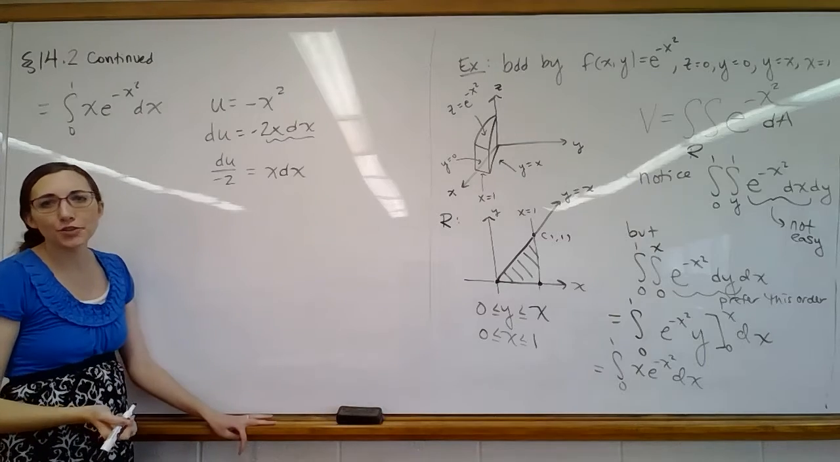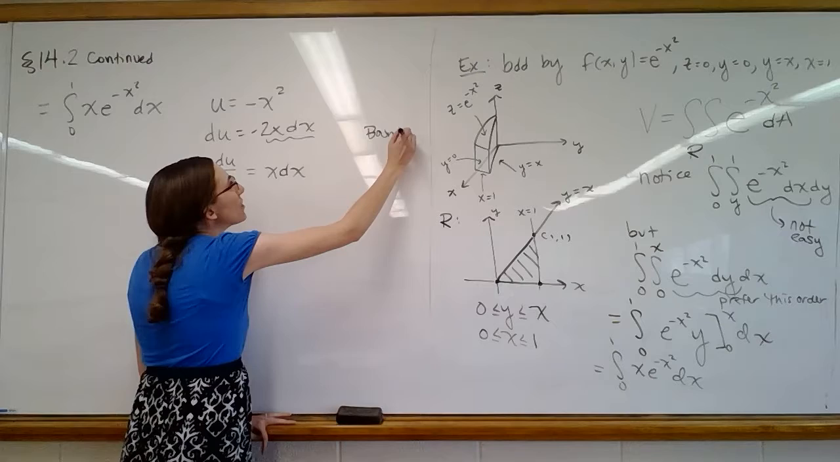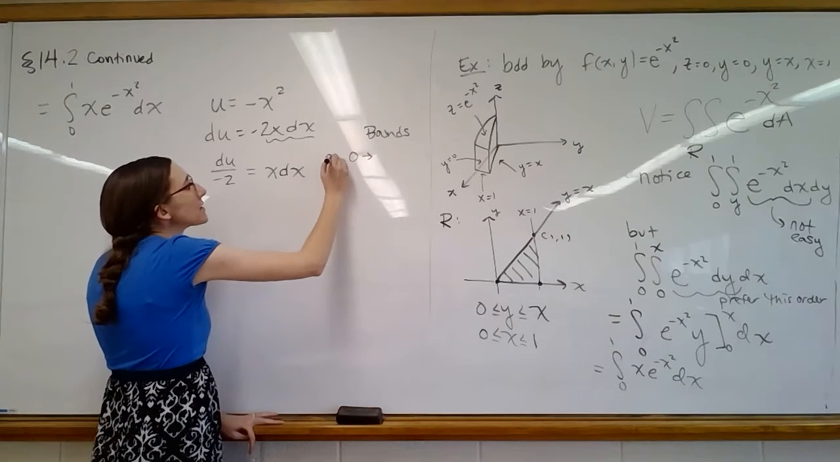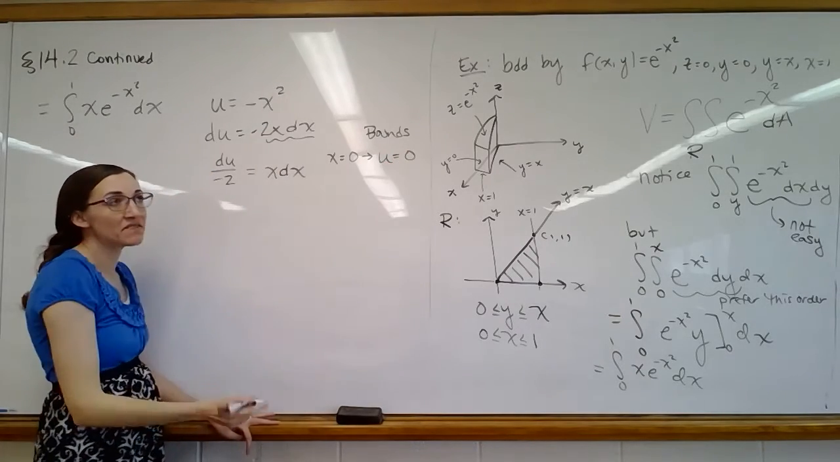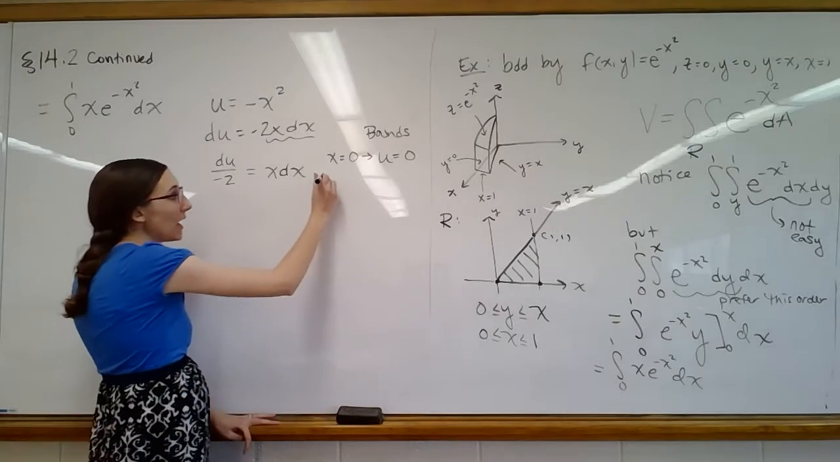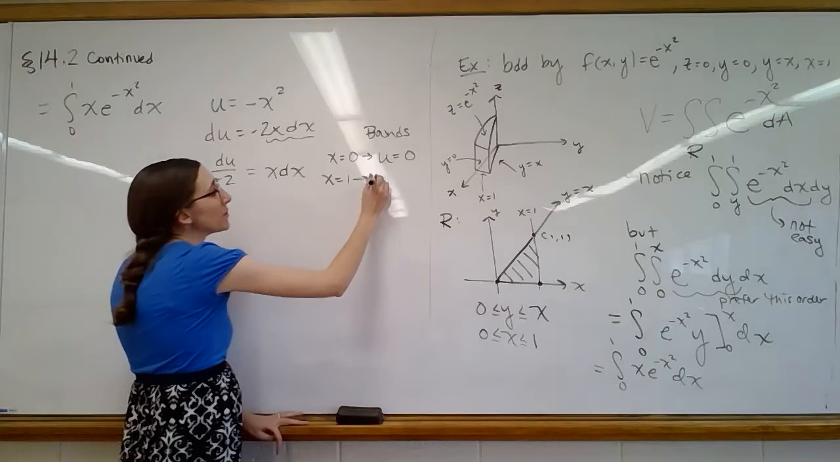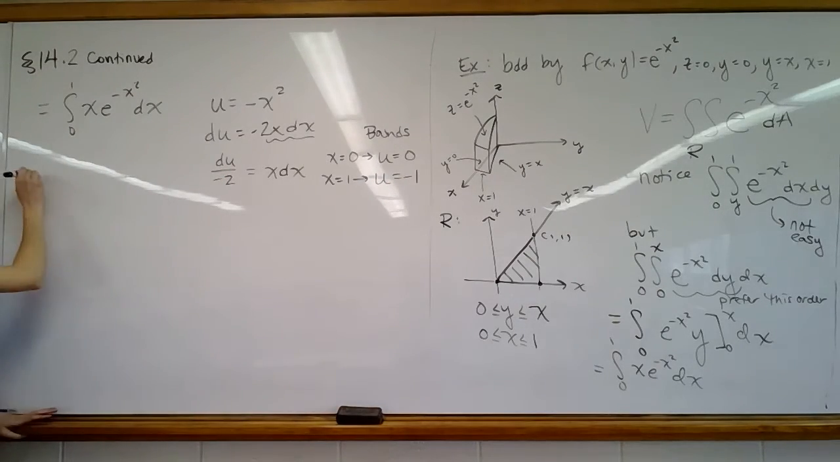Let's go ahead and just change our bounds so that we don't have to worry about them. So our bounds, we had x equals 0, so now we'll have u equals negative 0 squared, which is still 0. And then we had x is 1, which then negative x squared is going to mean that u is negative 1. Now remember to keep those in their proper order. So really we have the integral from 0 to my upper bound is now negative 1.